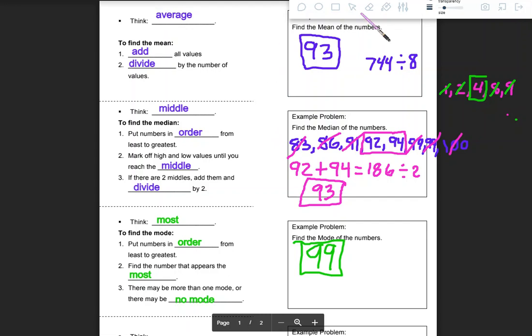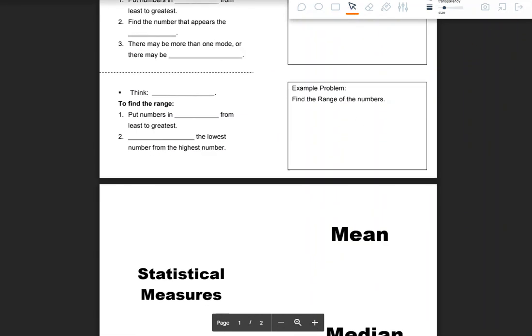Okay, so let's go on to the last one. And the last one is range. Okay, so range, when you think range, you're going to think difference. All right? We're going to put the numbers in order from least to greatest, and then we are going to subtract the lowest number from the highest number.